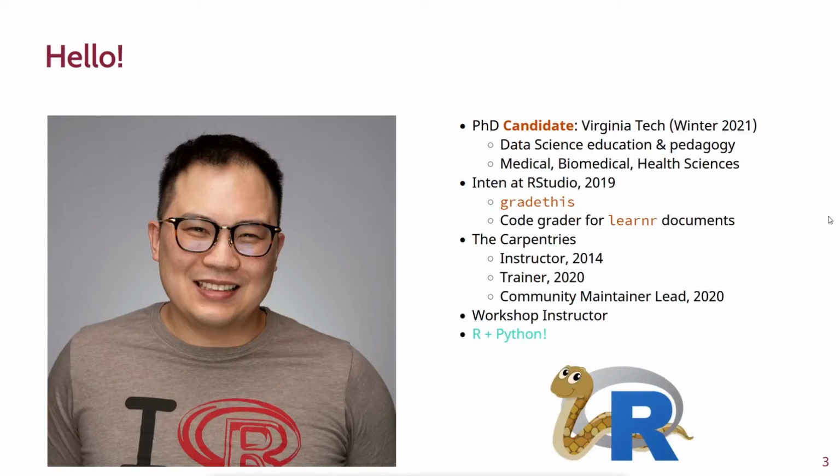I am Daniel Chen. I am a PhD candidate at Virginia Tech studying data science education and pedagogy, mainly in the medical, biomedical, and health sciences. I was an RStudio intern in 2019 where I worked on the Grade This package, which is a code grader for LearnR documents. I'm also an instructor for the Carpentries since 2014. I am recently a trainer for them and also the community maintainer lead. I also run a lot of Python and R related workshops.